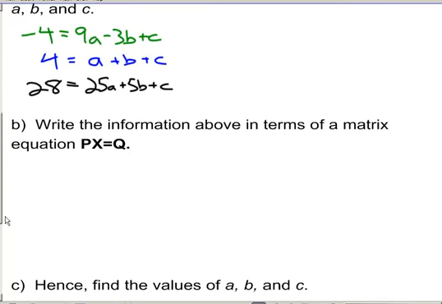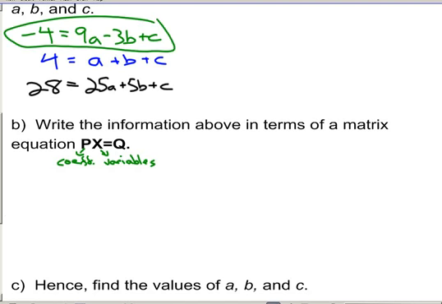Write the information above in terms of matrix equation PX equals Q. So when we have these types of matrices, typically the P is going to be our coefficient matrix. The X will be our variables matrix. And Q is kind of our results, or our other side. I'm just flipping around what's on the left-hand side up here and what's on the right.